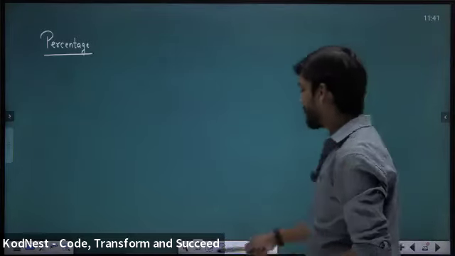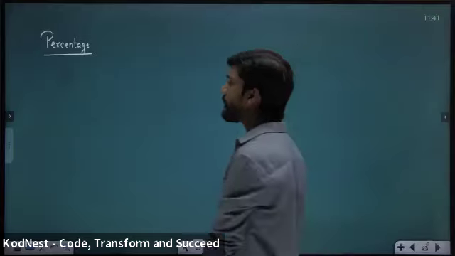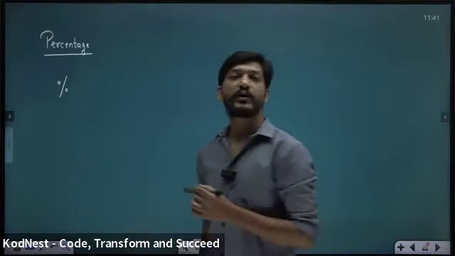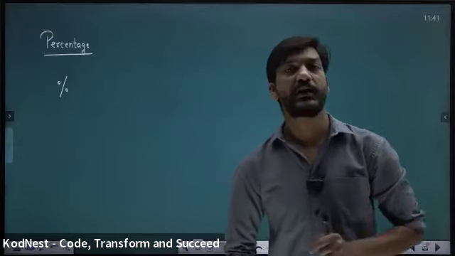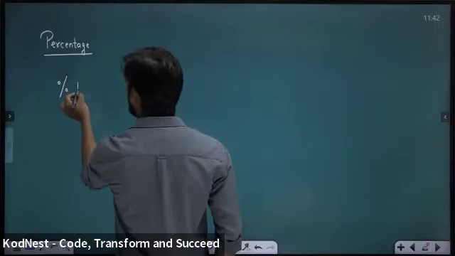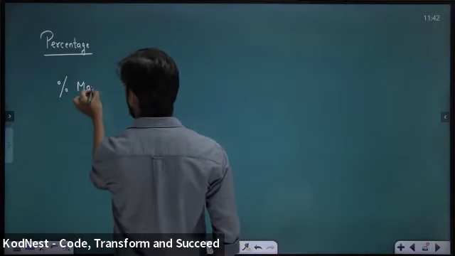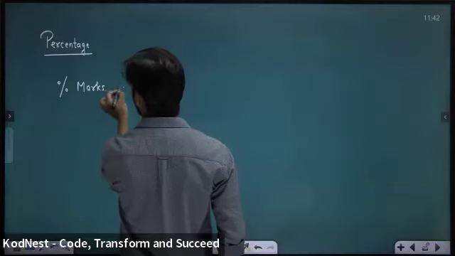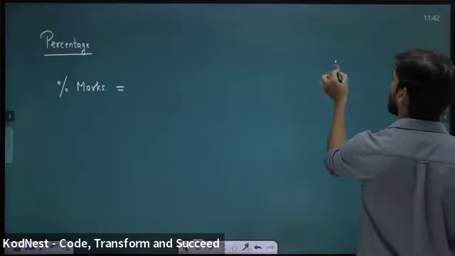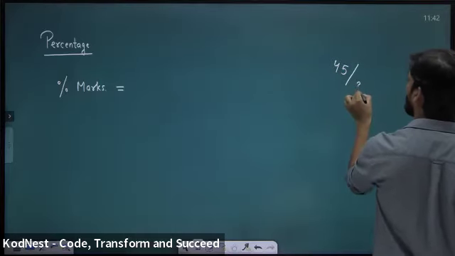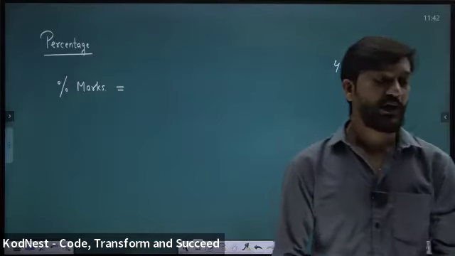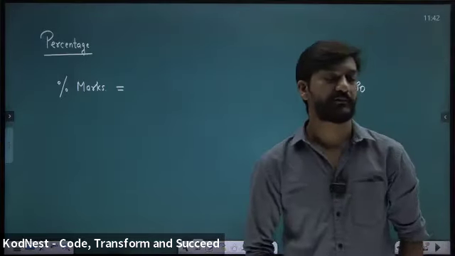All right. So carefully see, please. Percentage. Most of the times in your life, you have calculated a percentage, which is your percentage marks. So how have you calculated your percentage marks? Please answer. Suppose you have got 45 out of 80. So how would you calculate? How would you calculate percentage?